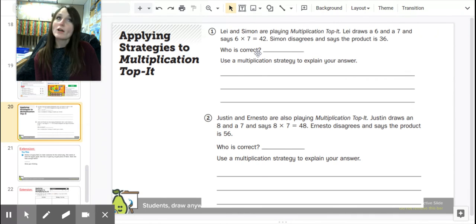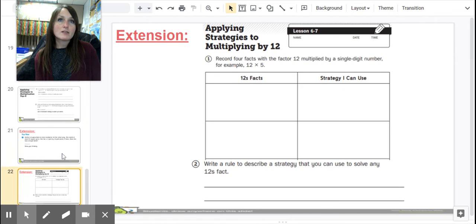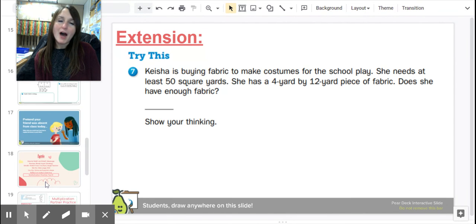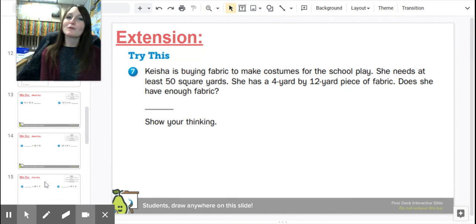Okay, and then here are some questions I would like for you to answer, explaining how you were able to play the game and who would be correct based on what this is, and explaining the strategy you know. And then at the end, there are some extensions if you would like to challenge your brain a little bit. Okay, let me know if you have any questions.